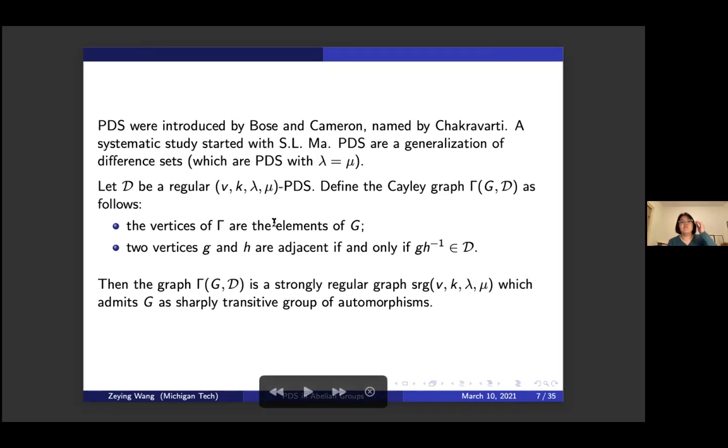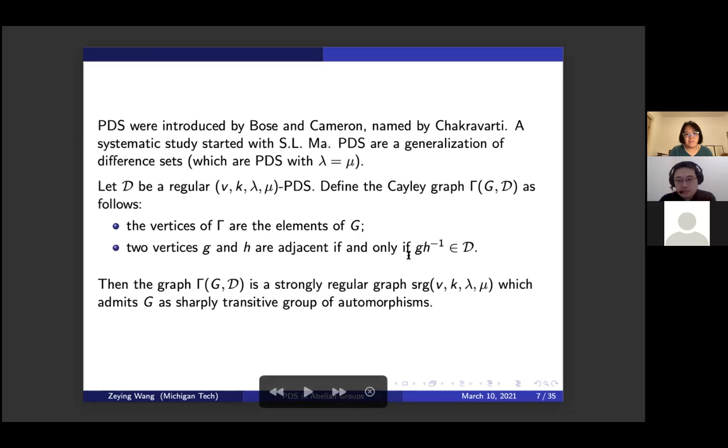So now I'm going to draw the connection between partial difference sets and strongly regular graphs. Suppose D is a partial difference set, and you can construct a Cayley graph. What you do is you take the group elements as the vertices of the graph, and then you define their adjacency based on whether GH inverse belongs to D or not. So two vertices G and H are adjacent if GH inverse is in the set D, right?